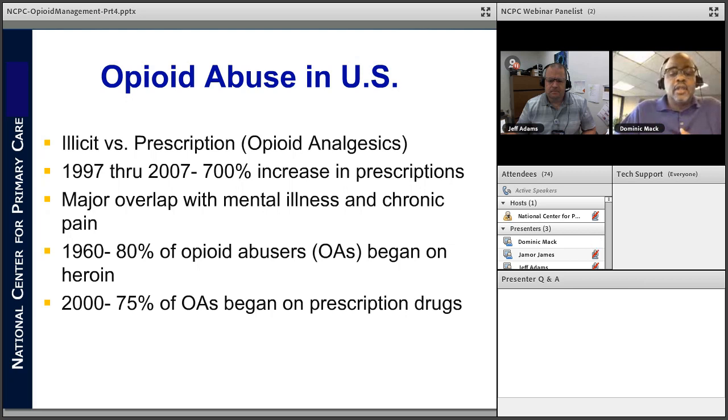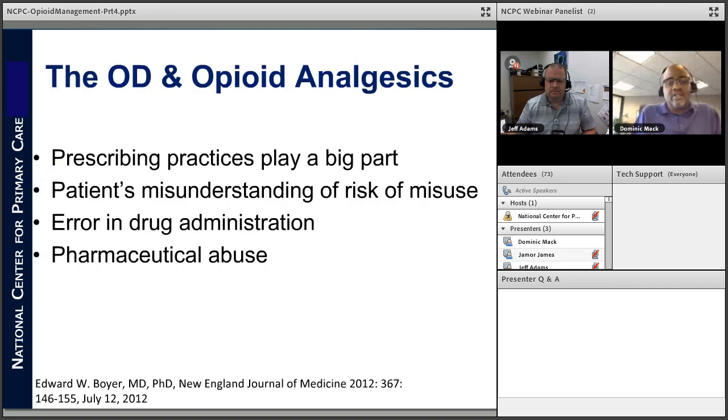But as far as mental illness, there's a high incidence of abuse of all types of drugs with mental illness, especially certain forms, going from depression to anxiety to schizophrenia. Now, the last 2 bullet points kind of show you the flip. In the 1960s, 80% of opioid abusers began on heroin, so from illicit abuse. But in the 2000s, 75% of opioid abusers began on prescription drugs. Even among those on heroin, over 50% today began on prescription medication. So therein lies the problem with prescription opioid analgesics.